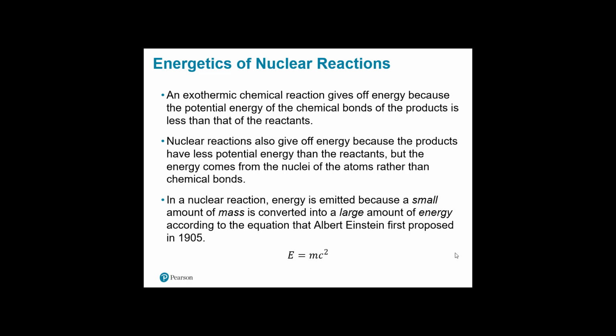So in a nuclear reaction, energy is emitted because a small amount of mass is converted into a large amount of energy. And that's where this equation comes in: E equals mc squared. Einstein first proposed this in 1905. E stands for energy, m stands for mass, and c is the speed of light in a vacuum, which is 2.998 times 10 to the 8 meters per second. Sometimes you will see that rounded up as 3.00 times 10 to the 8.